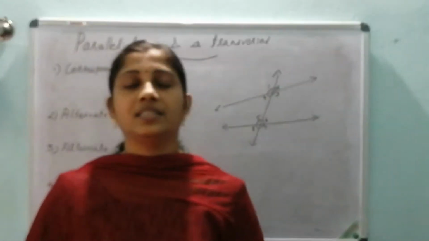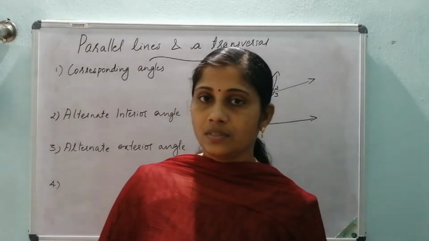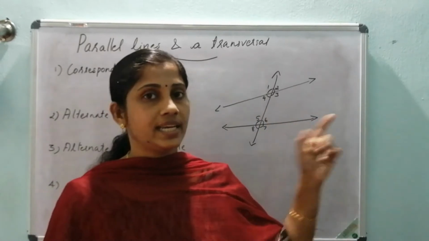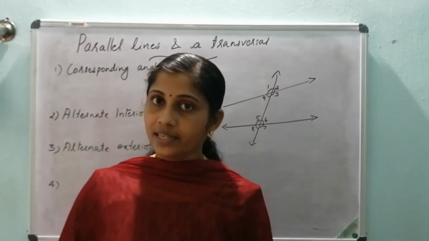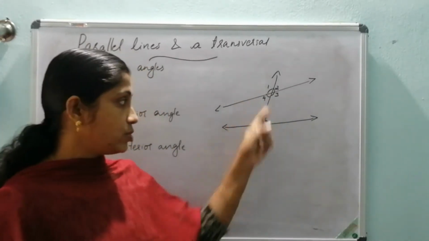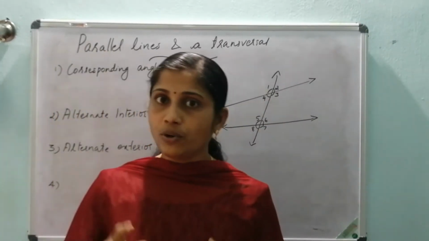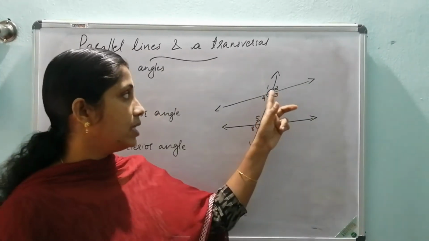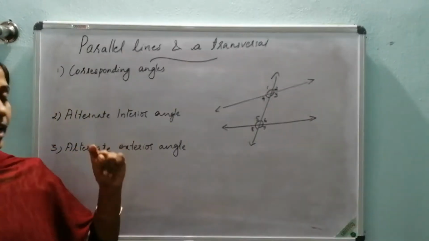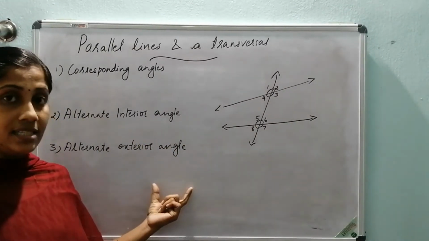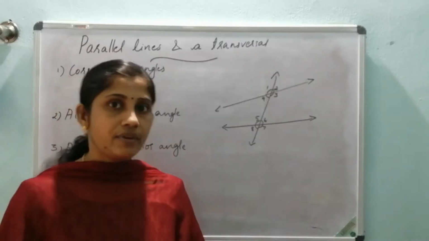Good morning students. Now we are going to start the second section of our topic, that is parallel lines and the transversal. We already studied parallel lines and the angles that are formed when a transversal intersects two parallel lines. We know that corresponding angles, alternate interior angles, and alternate exterior angles are there. So let us revise it once more.